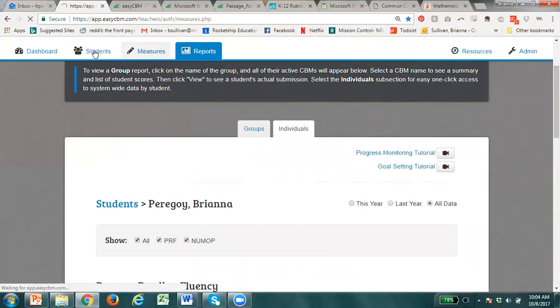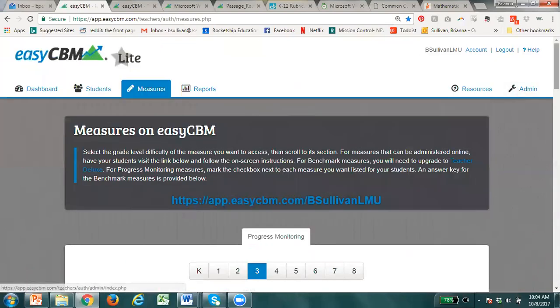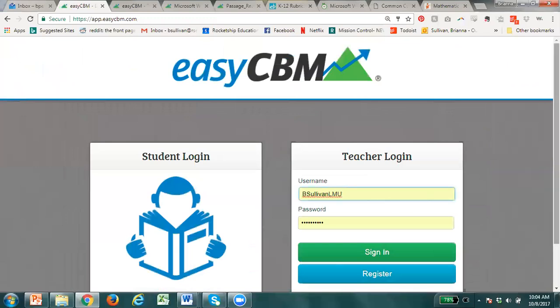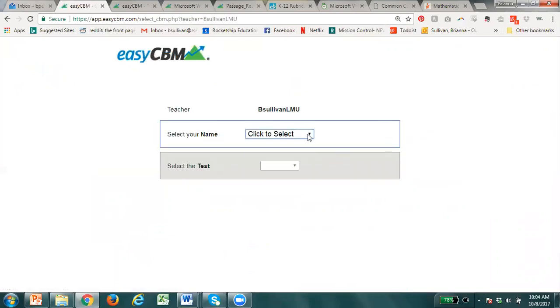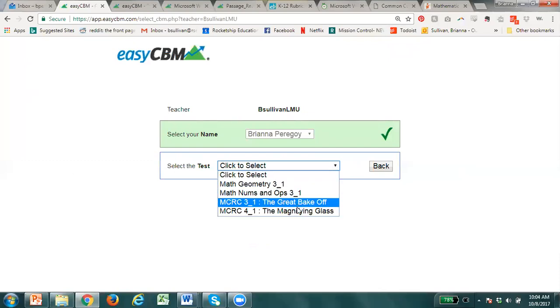So we had reports, measures, our individual students. And then the one other thing I do want to show you is what it looks like to students if they log in. So if a student logs in, you would give them your teacher username. Here we go. They select themselves, and then any of those checkboxes that you marked for letting the student take online will then show up to that student here. So I've given my students access to, say, these 4 tests to take online.